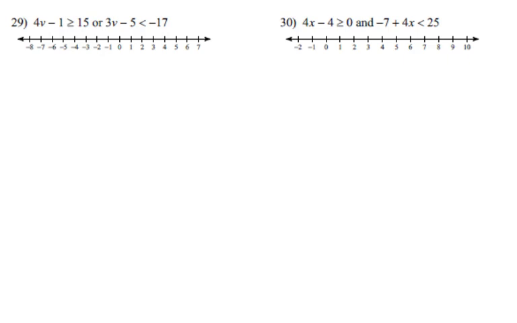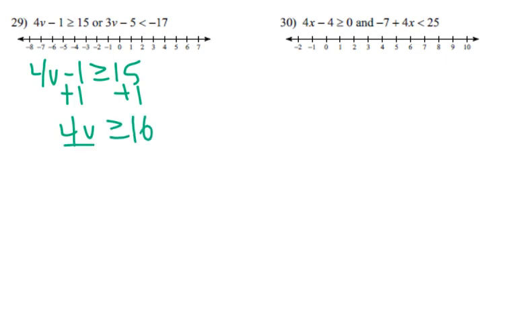Alright, number 29, we got 4v minus 1 is greater than or equal to 15, so add 1 first. 4v is greater than or equal to 16, divide by 4, and we get v is greater than or equal to 4. So 4, filled in circle because it's equal to, v is greater, shade to the right.